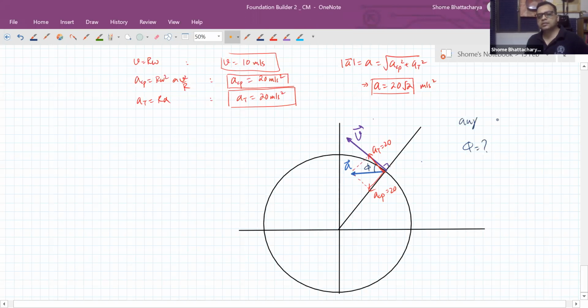That is the angle between the acceleration and velocity vector. So how much will that become? That will become 45 degrees. Very good. That's correct, Bhargav. So you can see from the diagram, tan of that phi will be the centripetal component divided by the tangential component. So that's 1. Therefore, phi is 45 degrees.